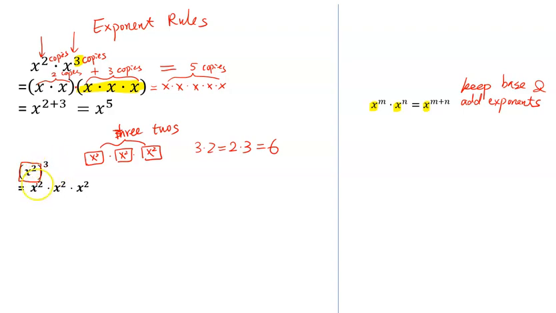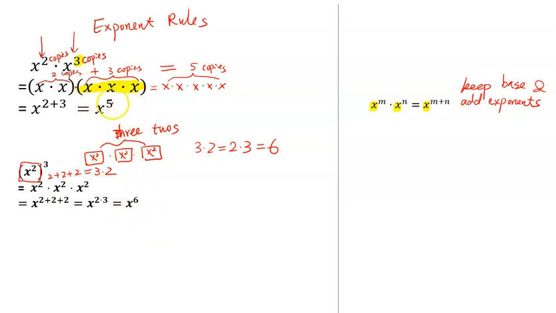So we have 3 copies of x squared. And of course, we can do addition by adding 2 and 2 and 2, but it's much faster if we just do 3 2's, or 2 times 3. So that gives us the answer 6. And be very careful about these 2 cases.